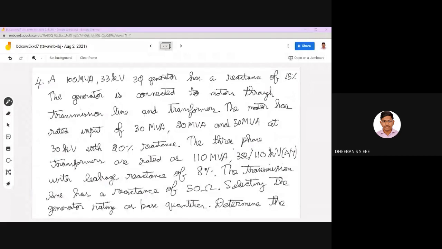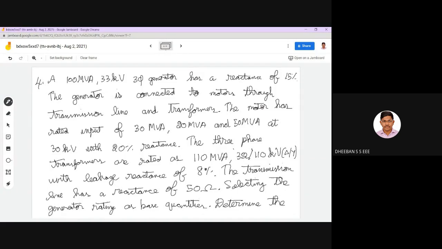So here, what they have given is the rating. Okay, first we'll be drawing the single line diagram, and so you'll be getting a clear idea. So what are the equipments they have given: primary generator, three-phase generator, okay, followed by three loads, and these three loads are motor loads.